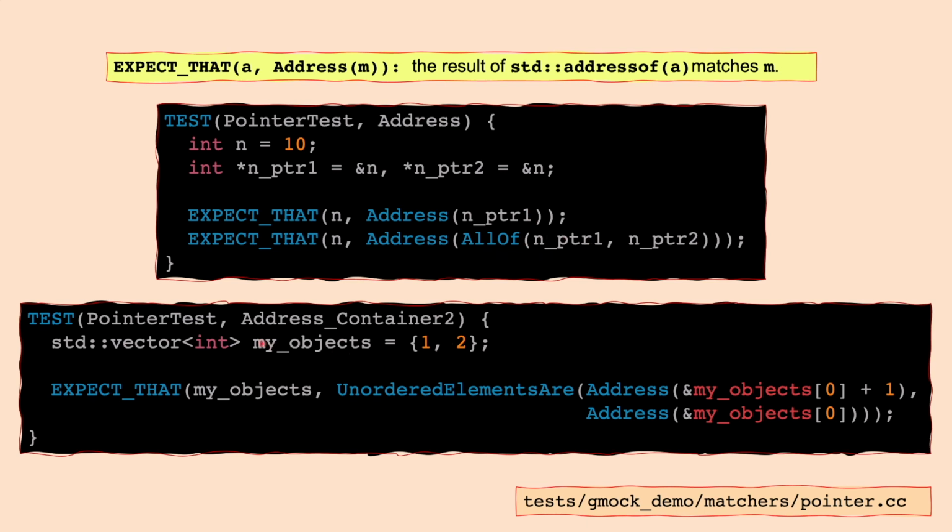Here is another example of using the address matcher with a container matcher. So here I'm defining a vector of two elements, 1 and 2, and we know the items inside a vector are in consecutive addresses. And because of this, I can say, expect that the elements inside my objects, when you look at their addresses, one is at the address of my objects vector, and the other is at the address of my objects vector plus 1. In other words, they are in consecutive addresses, which is what we expect from a vector.